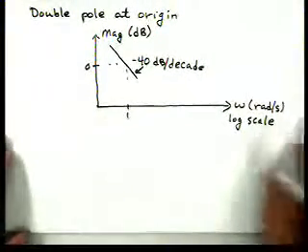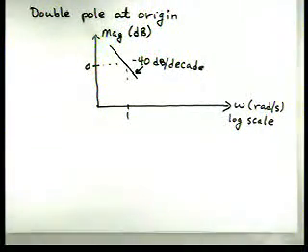Now the double pole at the origin, the magnitude characteristic looks like this. We have two poles at the origin. So basically what's going to happen is it's going to have a slope of minus 40 dB per decade. Okay, so it has a slope of minus 40 dB per decade.